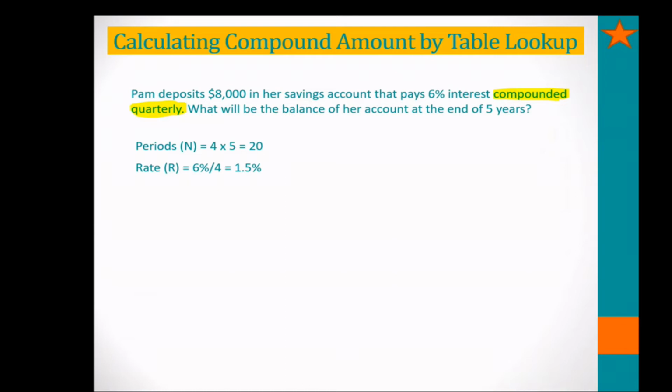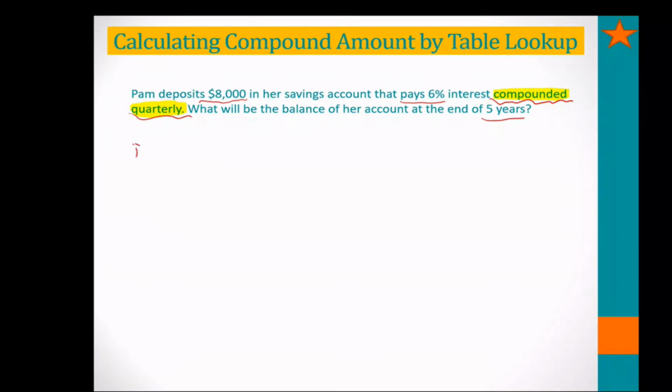Okay, this example: she deposits $8,000 in her savings account that pays 6% interest compounded quarterly. Compounded quarterly, 4 times a year. What will be the balance of her account at the end of 5 years?